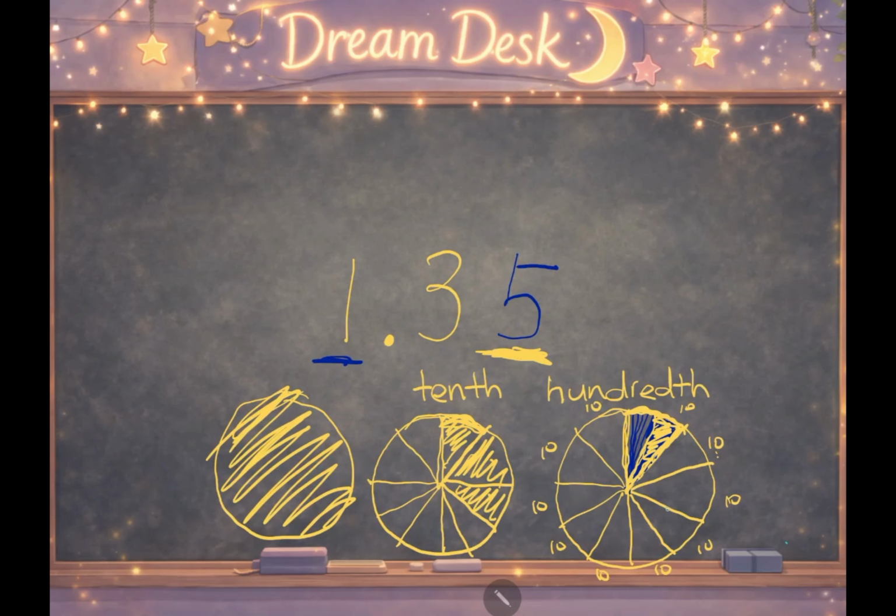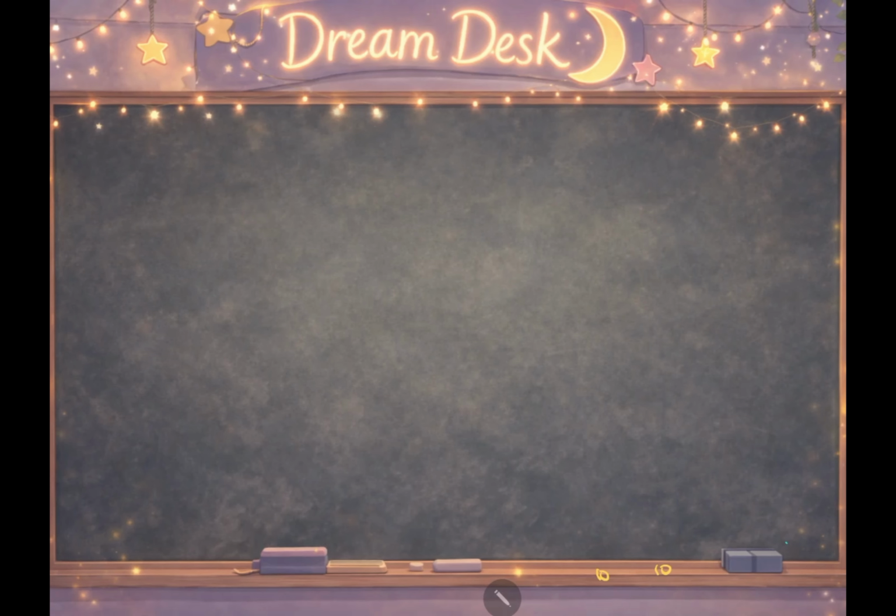So if I have 1.35, then that means I have one whole pie and 3 small pieces of the pie and 5 of even smaller pieces of pie. And we read this decimal as one point three five, not one point thirty-five. That is incorrect. Then let's have a look at this question.